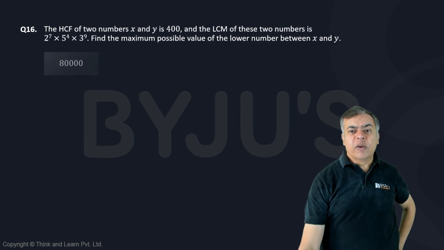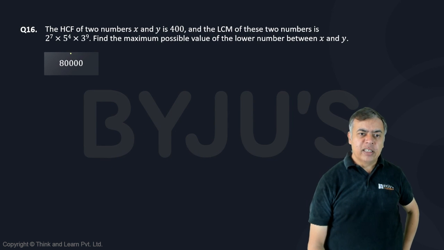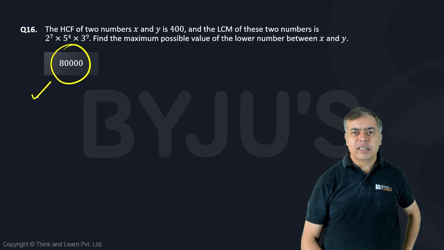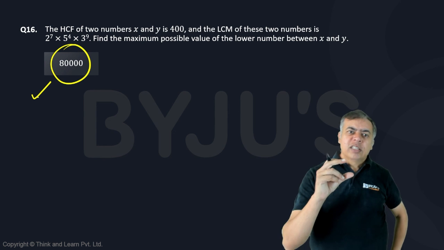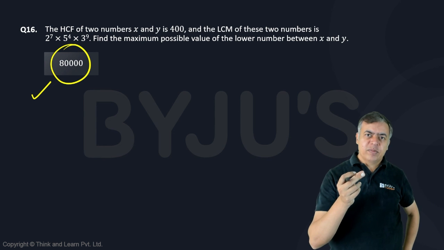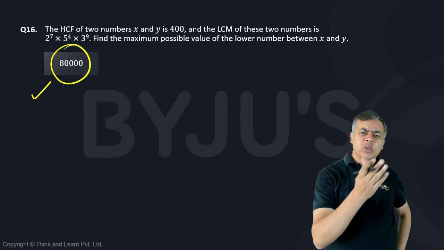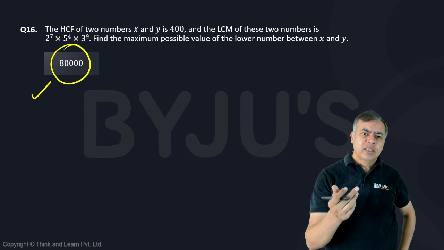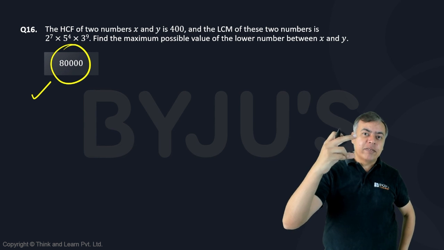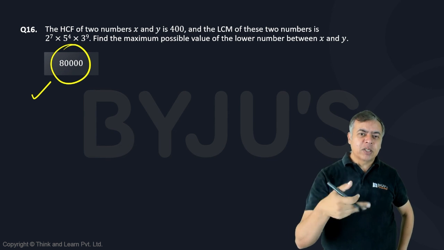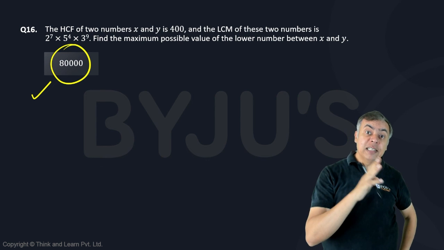Out of these two values we were talking about, yes, 80,000. 80,000 is the correct answer. So we were talking about the lower value out of x and y. x is 400 into something, y is 400 into something. That something I was looking at, whichever is lower. What are the possibilities of something when the LCM should be the given number?